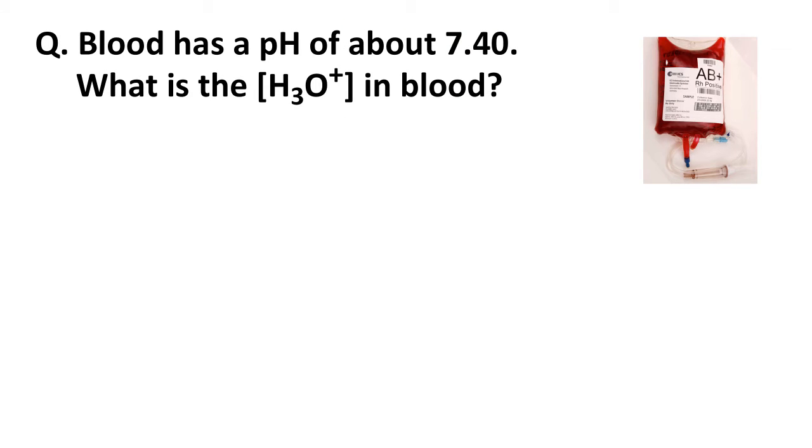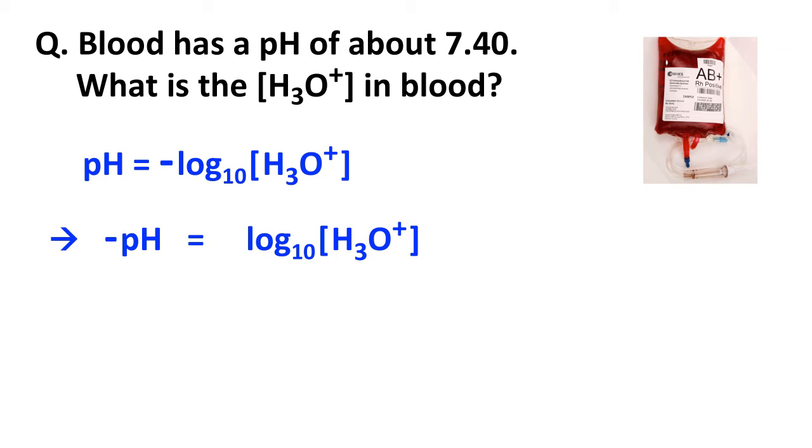Now, what about the other way around? What if we know the pH, can we figure out the H3O+ concentration? Well, here's an example. Blood has a pH of about 7.40. What's the H3O+ concentration in blood? And the relationship we have is this: pH equals negative log base 10 of H3O+. Now, if we have an equation and we use both sides of the equation as exponents of the same value, it's still an equation.